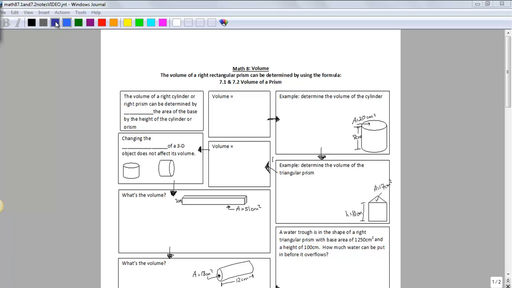Hello, today is the first lesson about volume. So let's just fill in some terminology here and we'll get you going.